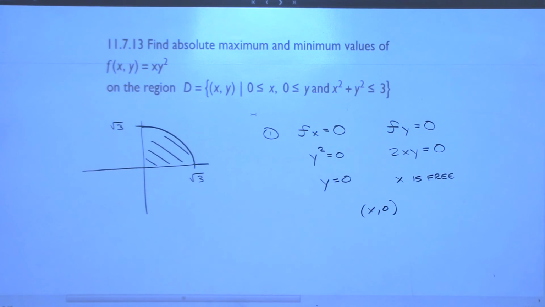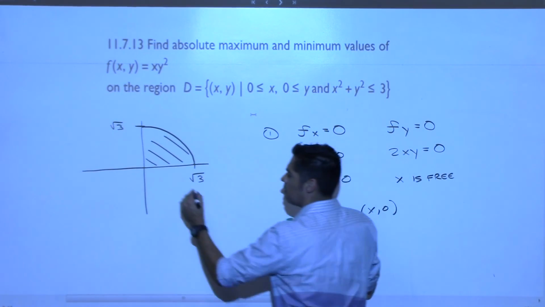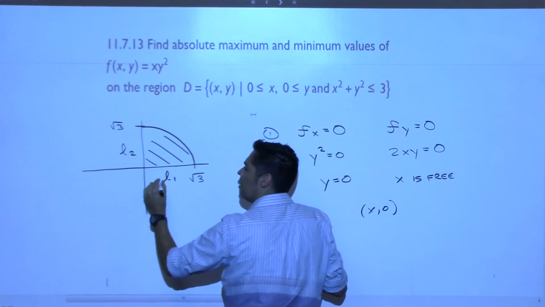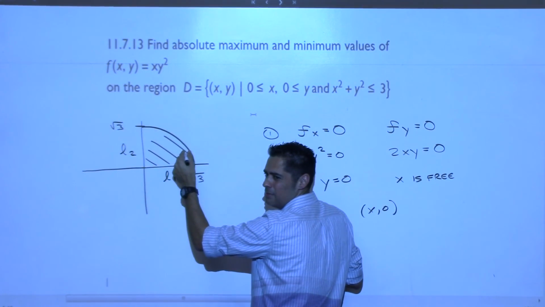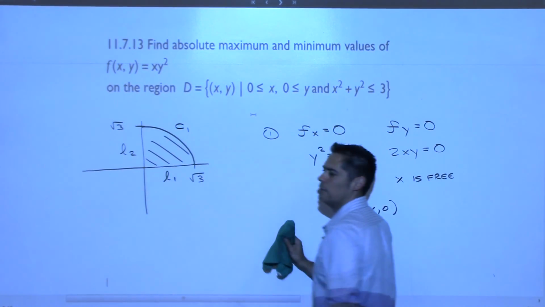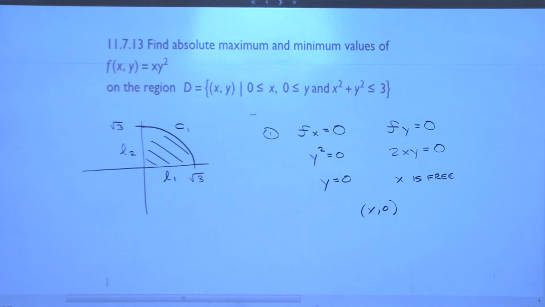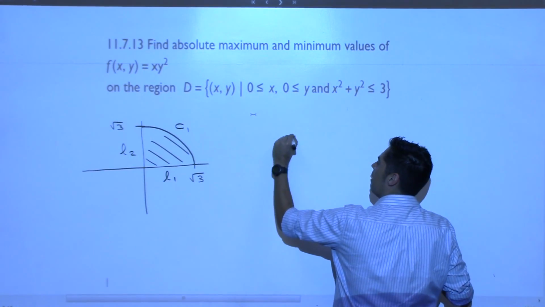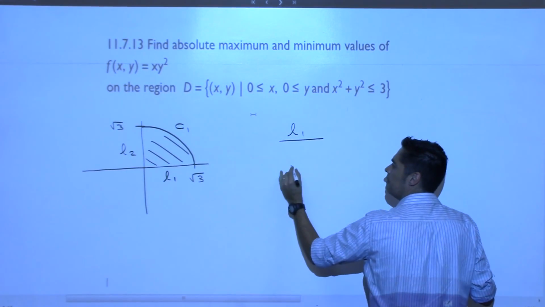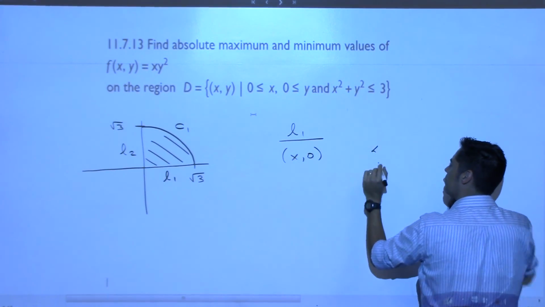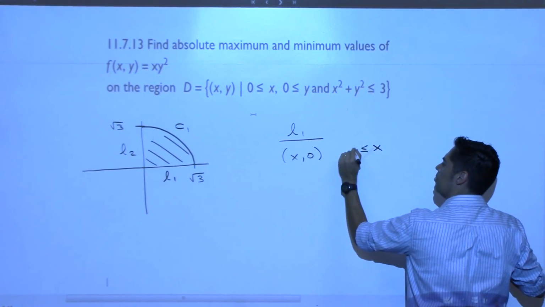Okay, so let's move along these. L1, I'll call this L1, will be along this edge. L2 here. I shouldn't call that L3, right? It's not straight. So I'll call it C1 for curve 1. So I'm going to go around L1, L2, and C1. I think we can move quicker through this one. On L1, tell me what the points look like. Y is 0, what's my restriction on x? 0 to root 3.